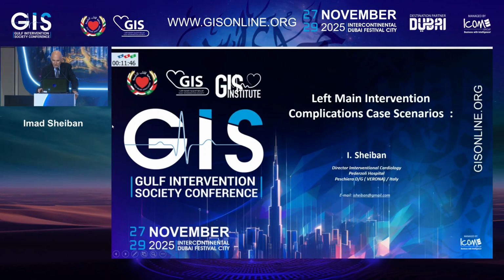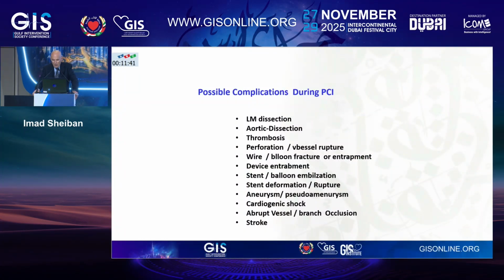I'm going to speak about the complication scenarios in left main interventions. I would say that we have a lot of things that could happen during our PCI in left main, starting from dissection, aortic dissection also extended from left main, thrombosis, perforation, vessel rupture, wire balloon fracture entrapment, device entrapment, stent balloon embolization, and so on.